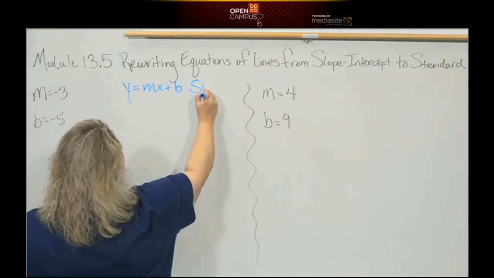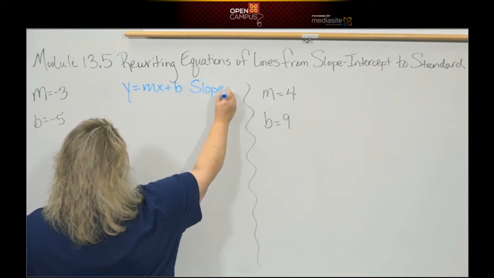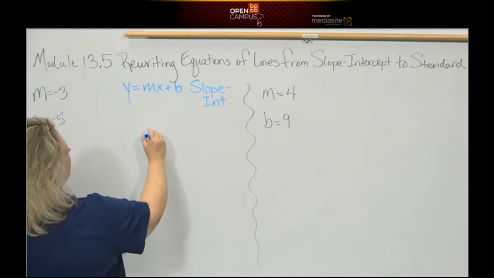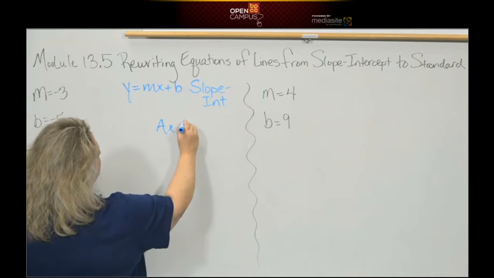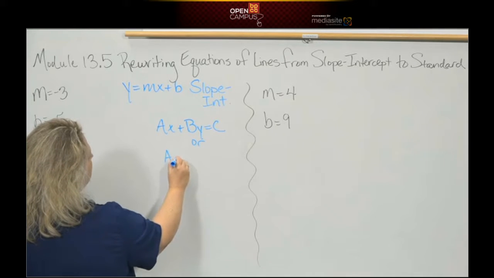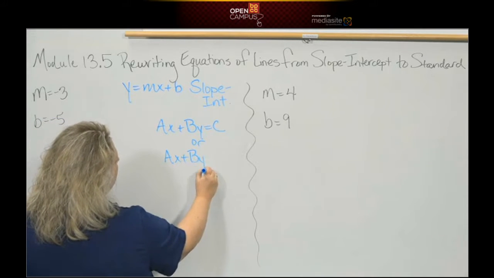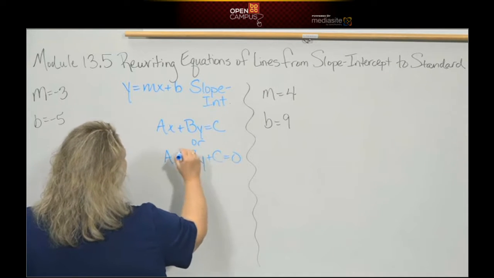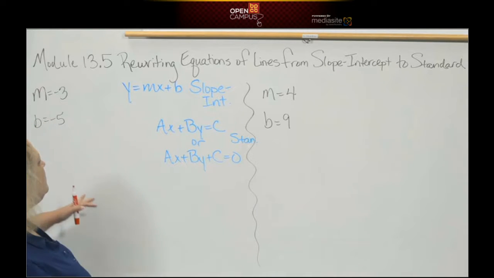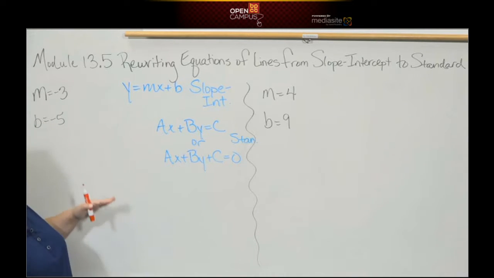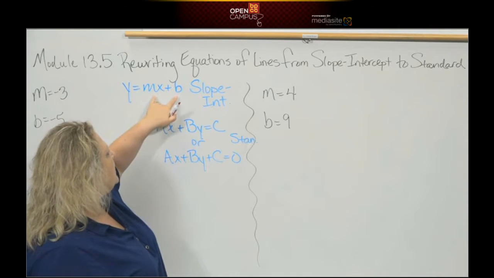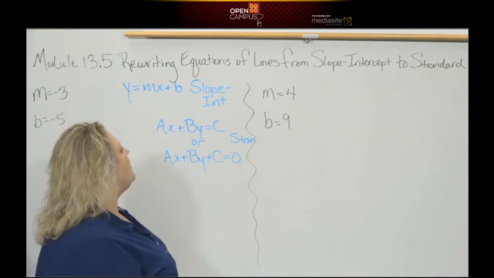So this is slope-intercept. And I'm going to abbreviate intercept, okay? And then we have ax plus by equals c, or we have ax plus by plus c equals 0. And those are standard. And I'm just abbreviating it as stan. So what I have to do first is I have to take the original information that they gave me, and I have to plug it, substitute it into this equation, okay? So that's what I'm going to do first.